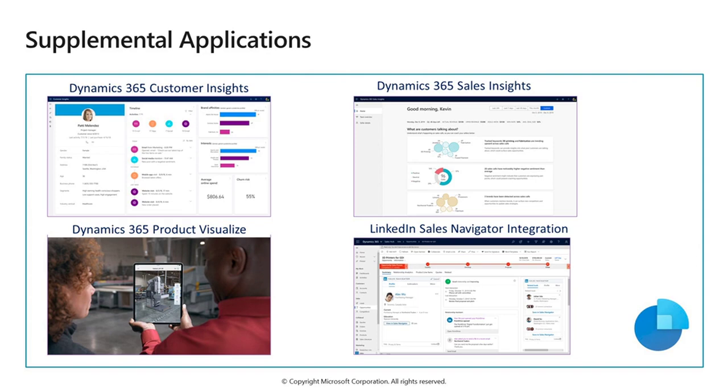The Dynamics 365 Product Visualize is this tool that will let you place a brand new product in augmented reality using a tablet or using some Google glasses. So you can just use the 3D to place the product somewhere in the customer area. So this is super interesting, and it's part of the Dynamics 365 products.